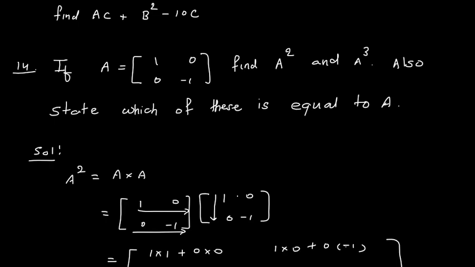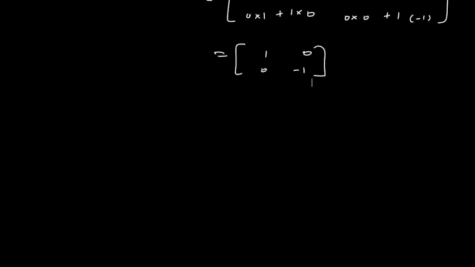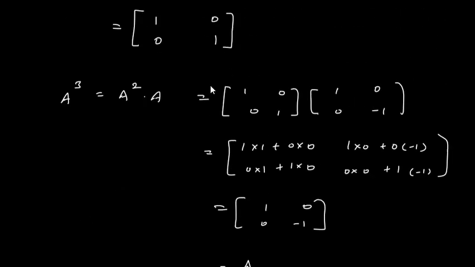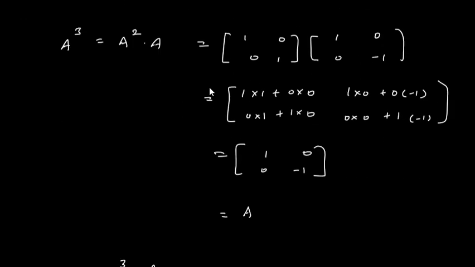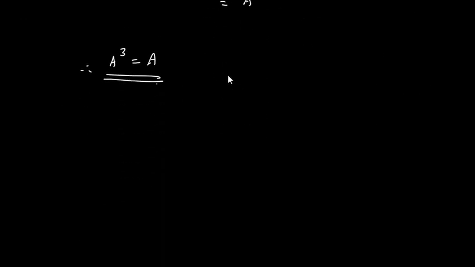So [1 0; 0 -1] is my A, which I will say is equal to A. So therefore what I got is A cube is equal to A. A cube is equal to A is the answer, right? Okay. Now let us move to the 15th problem. Question number 15.